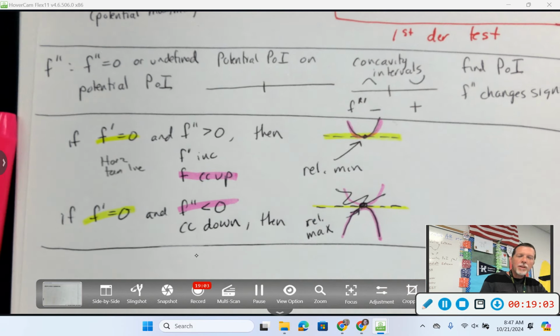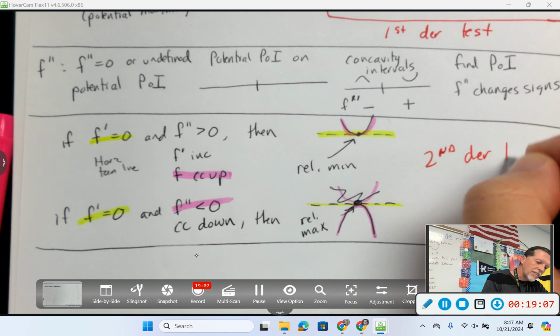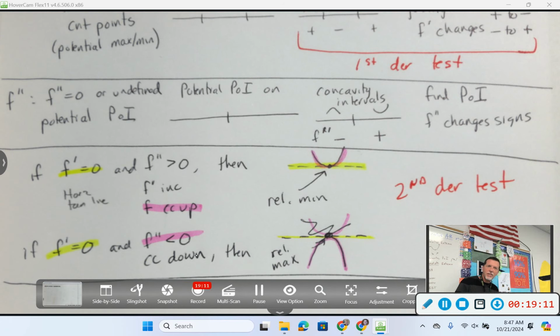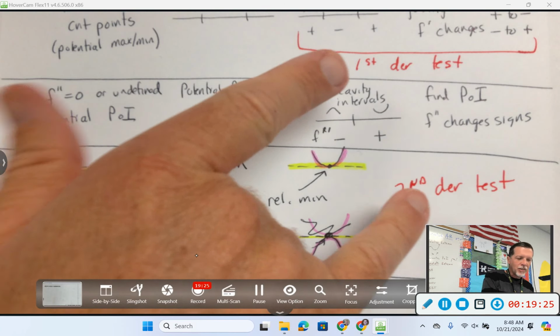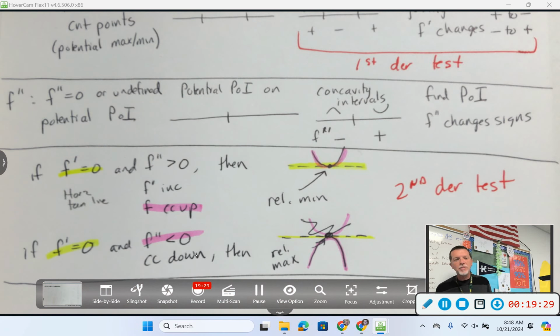Using that combination of information is called the second derivative test. So, first derivative test, second derivative test, they both tell you maximums and minimums. First derivative uses only the increasing, decreasing stuff. Second derivative uses concavity stuff. But they lead to the same conclusion, which I feel like is a little misleading, because first derivative test and second derivative test both tell you maximums and minimums, they just get there different ways.